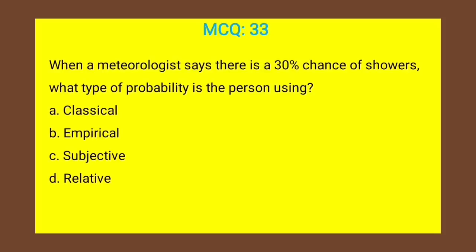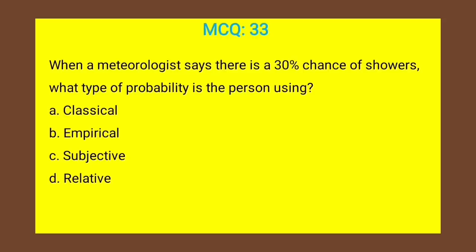Question 33. When a meteorologist says there is a 30% chance of showers, what type of probability is the person using? Here, you can clearly see I've explained a lot about this probability. They are all in the description section of this video. The links are there. In Part 1 of probability, I give a detailed explanation about these things.